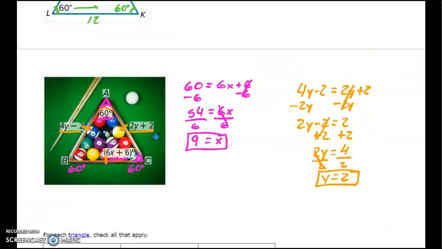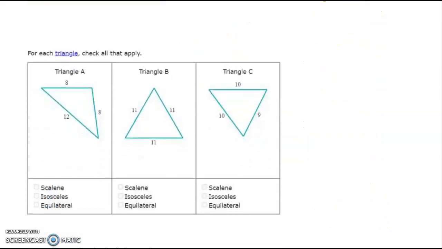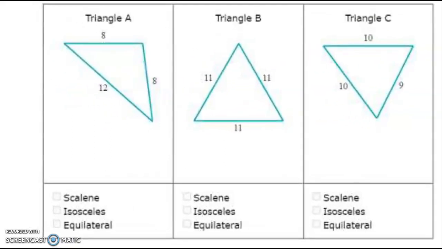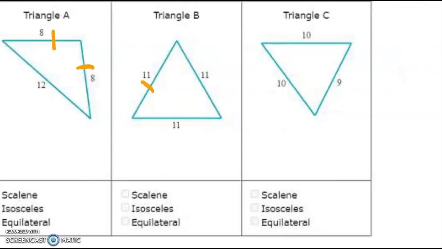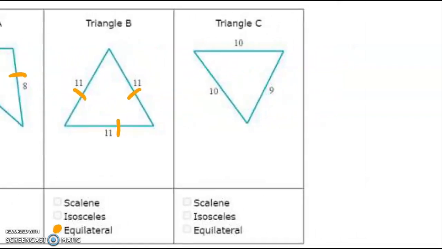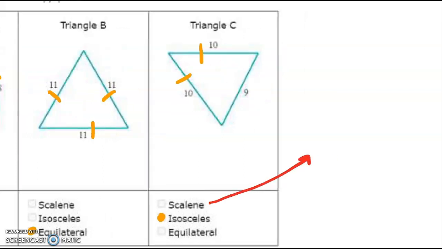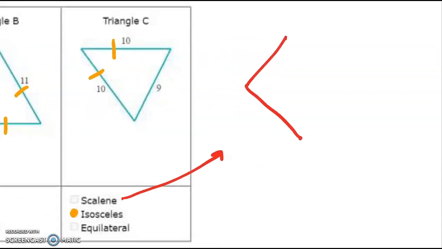Okay, again, I'm going to be moving pretty quick. Pause this stuff if you need to. Now, when we're classifying, we're looking at either side lengths or angles to tell us what we're looking at here. So here I can see that I have two congruent sides. That's an isosceles. Next one, all three sides are congruent. That's an equilateral. Last one here, two congruent sides, isosceles. In case we're wondering, scalene is any other triangle.